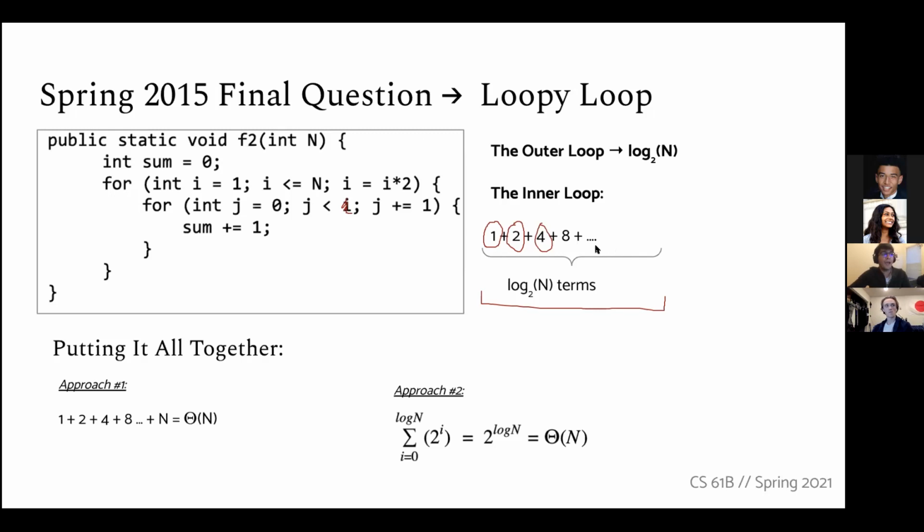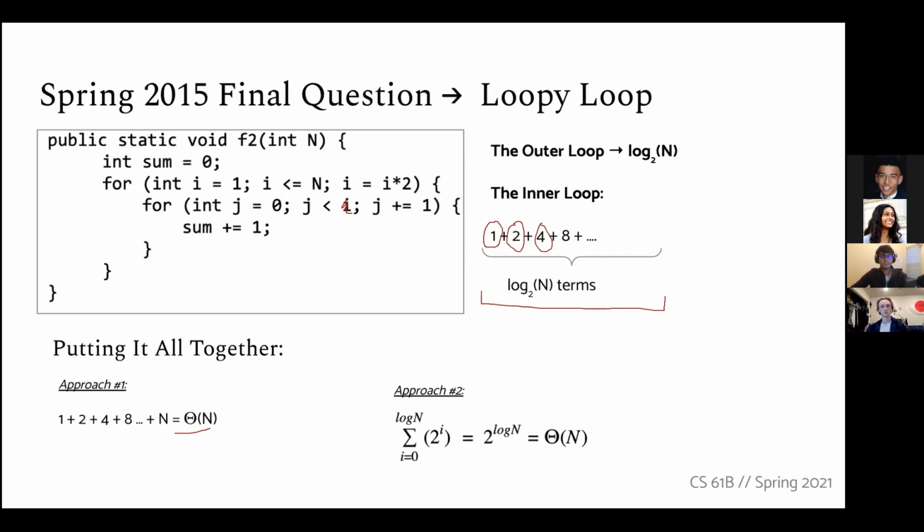And that's why we're adding them up. That basically gives you how much work we did, and that is theta of n. There's a log n term, but the thing actually adds up to theta of n. So we don't multiply.